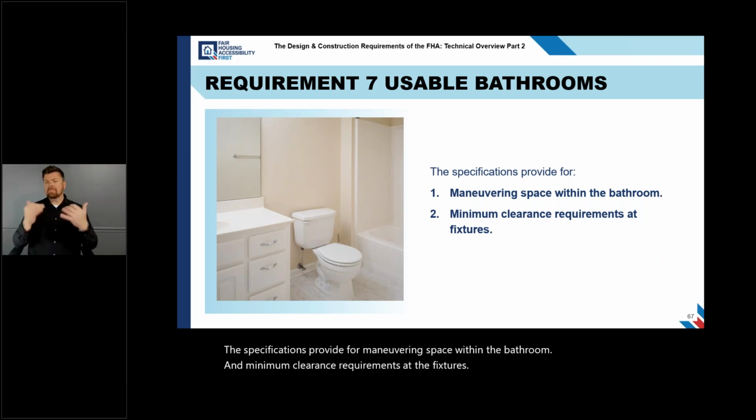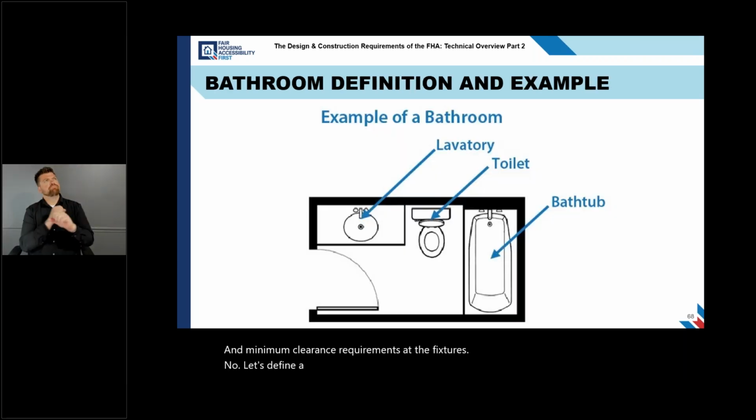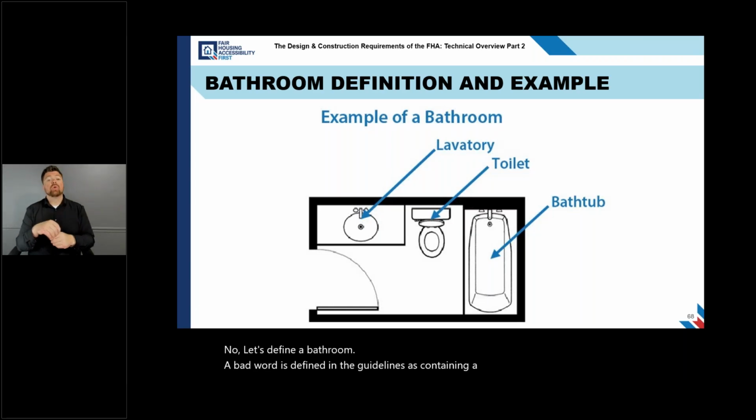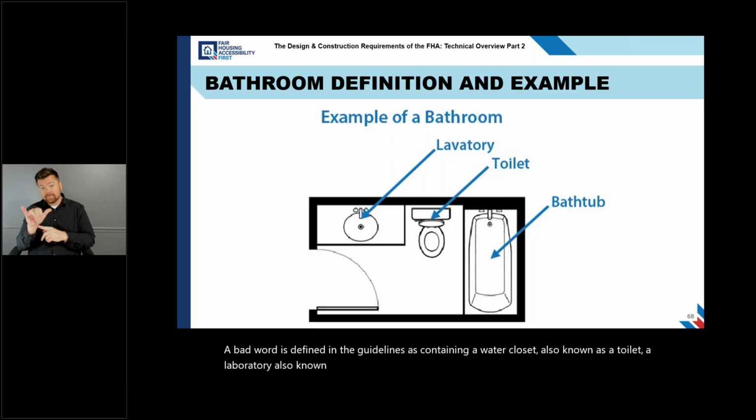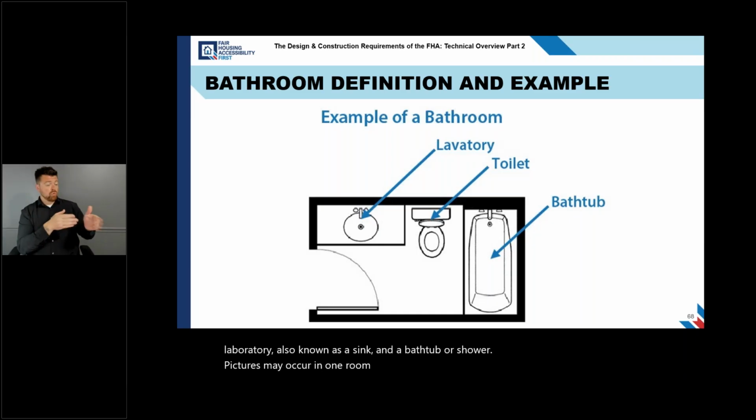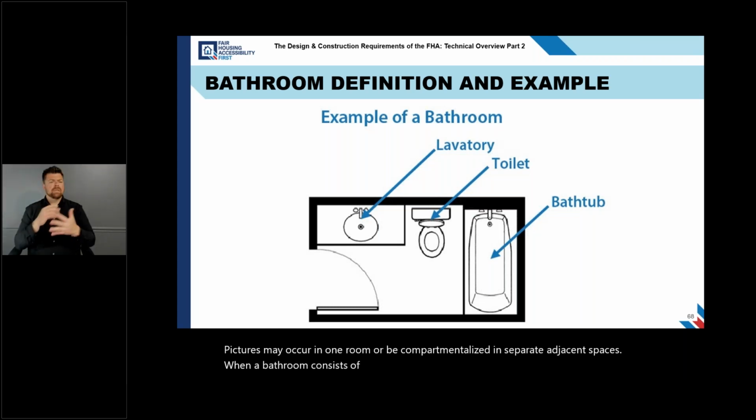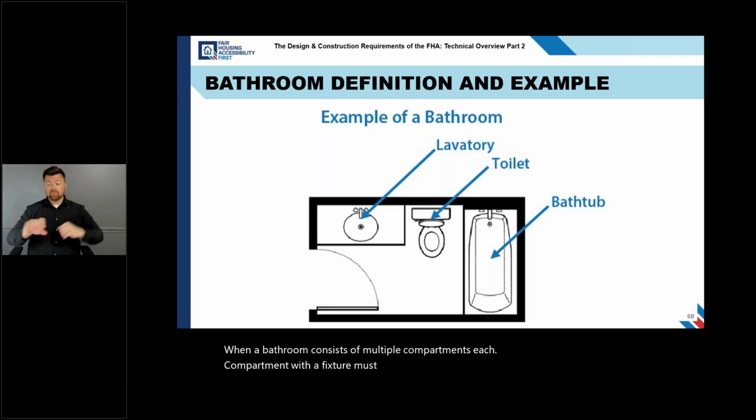Now let's define a bathroom. A bathroom is defined in the guidelines as containing a water closet, also known as a toilet, a lavatory, also known as a sink, and a bathtub or shower. The fixtures may occur in one room or be compartmentalized in separate adjacent spaces. When a bathroom consists of multiple compartments, each compartment with a fixture must be accessible and must meet the maneuvering and clear floor space requirements.